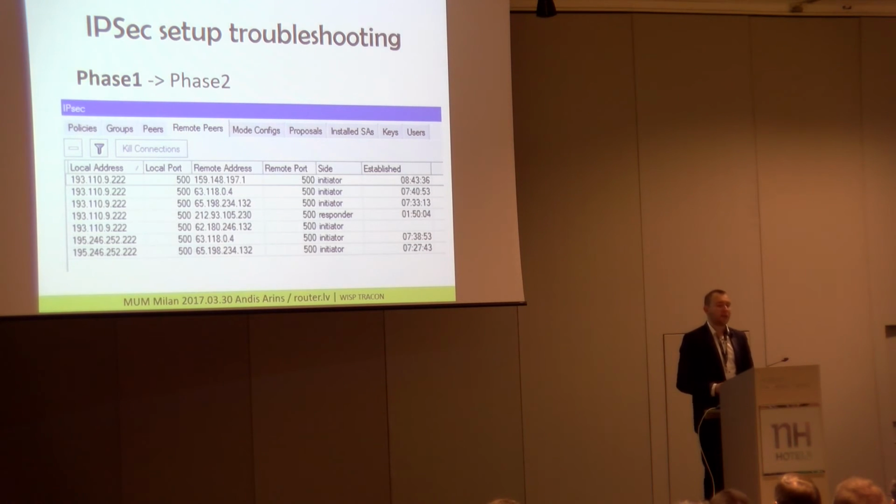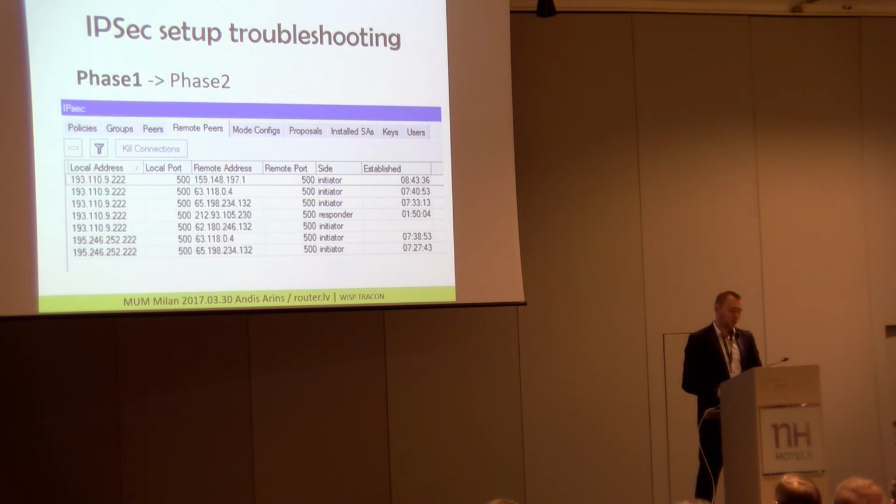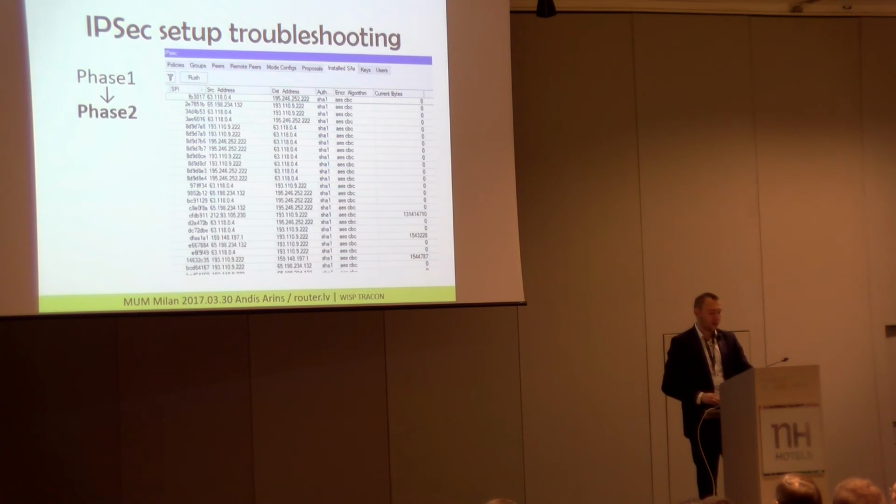Otherwise, you deal with peer settings. So if remote peers are not here, you look for peer settings and firewall. If they are, you go to proposals. Finally, if you also have installed security associations visible, with the authentication and encryption parameters, and in this situation the traffic is still not going, you look at routing and NAT.